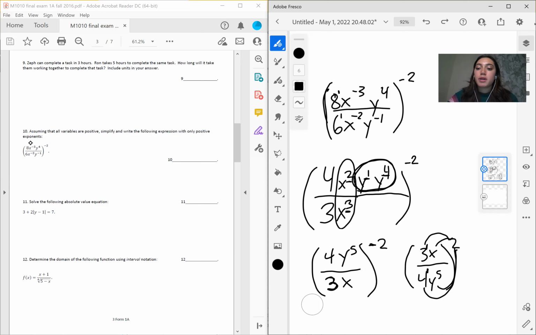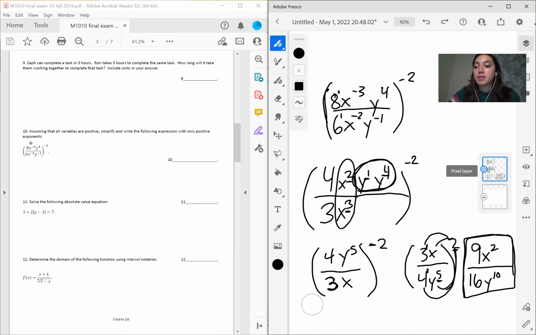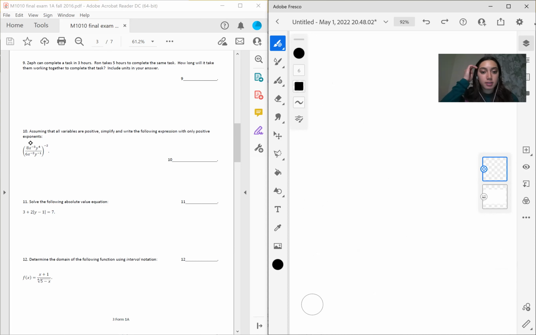All right. And when you have an exponent that is raised to an exponent, you multiply those numbers together. So in this case, that would just be 3 to the second, which is 9. And then x to the second is x squared. And over 4 to the second is 16. And then 5 times 2 is 10. So y to the 10th. There we go. Simplified and positive exponents only. So there we go. Feeling pretty good about that.